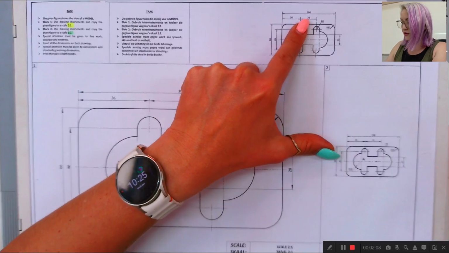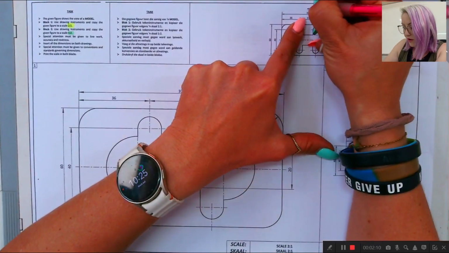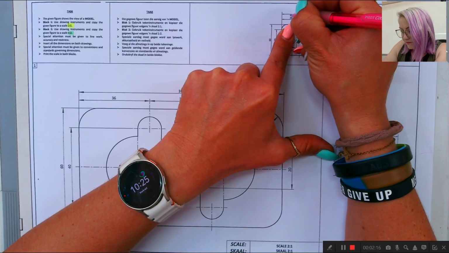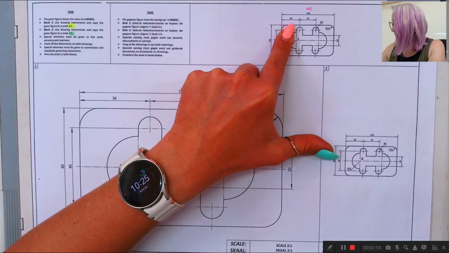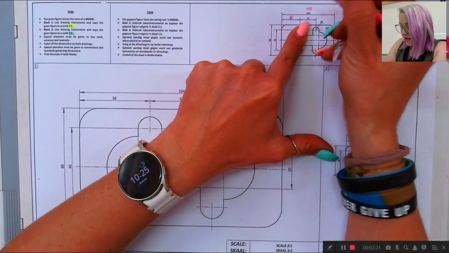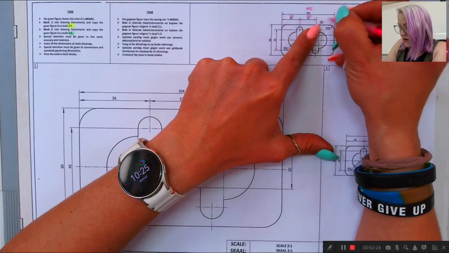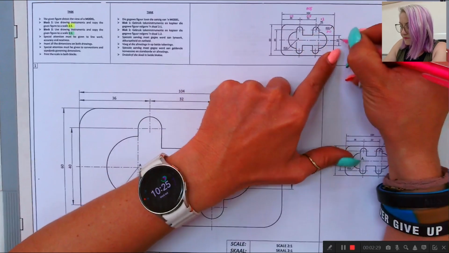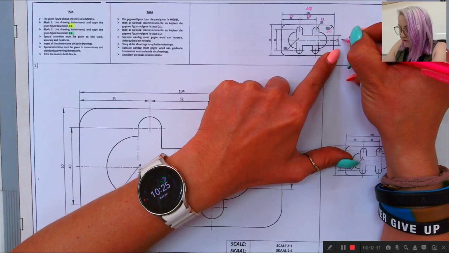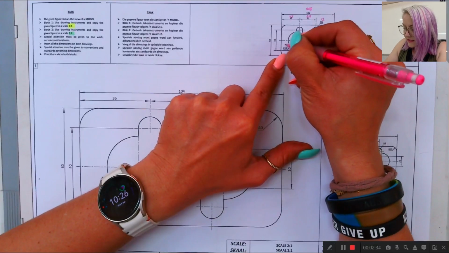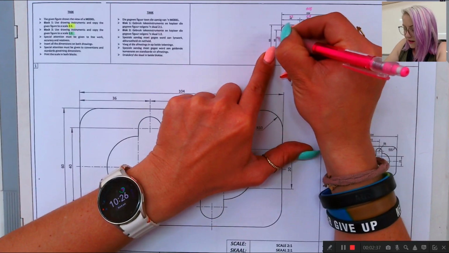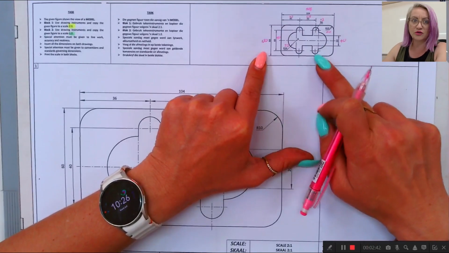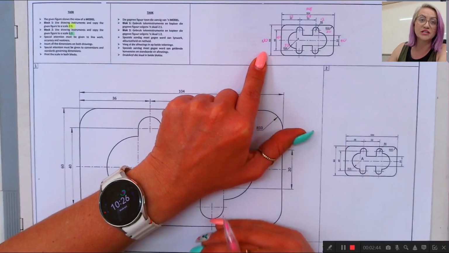So scale 2 to 1, I multiply everything by 2. So 104 becomes 208. 36 becomes 72. 32 becomes 64. Radius 6 becomes 12. Radius 10 becomes 20. 20 becomes 40. 16 becomes 32, 40 becomes 80, and 60 becomes 120. So now I already have the correct dimensions that I'm going to use to actually draw my drawing.